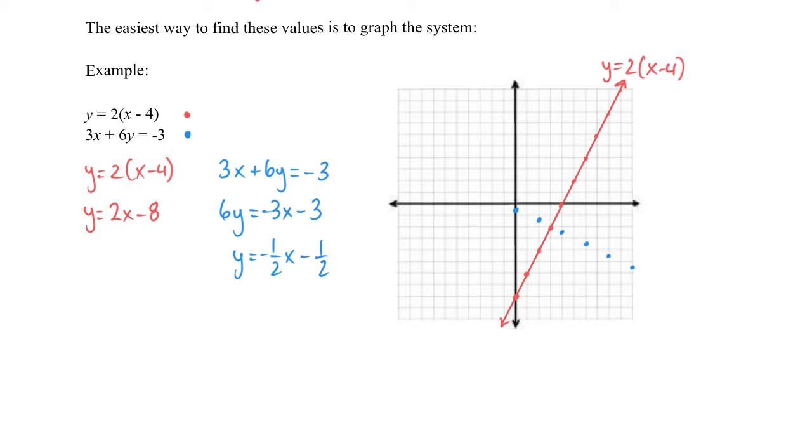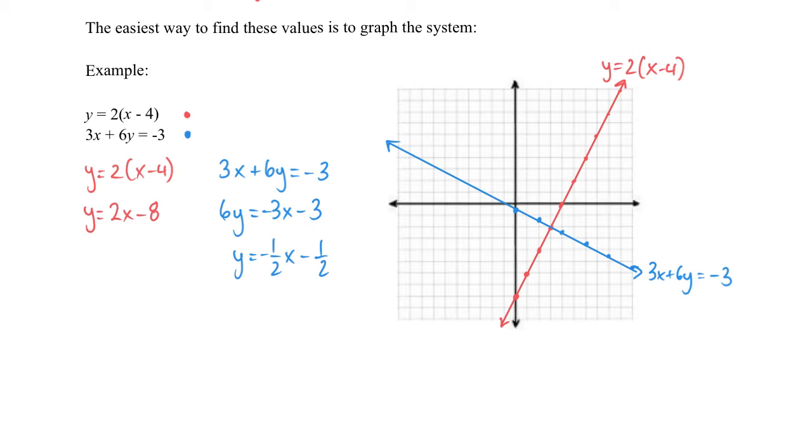And what I want you to notice, arrows, label, 3x plus 6y equals negative 3.